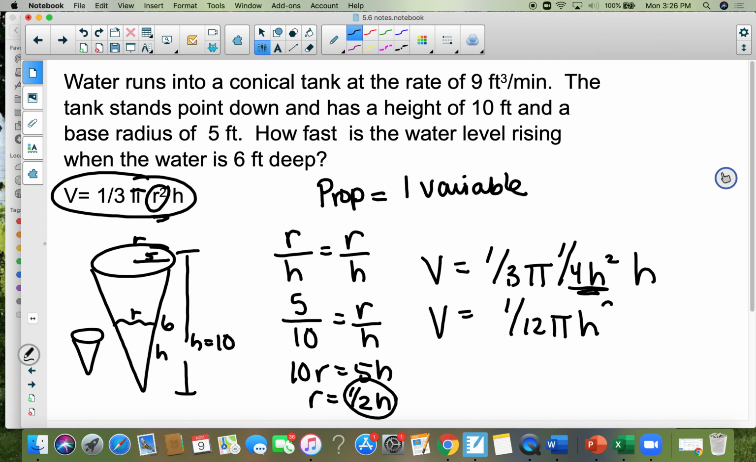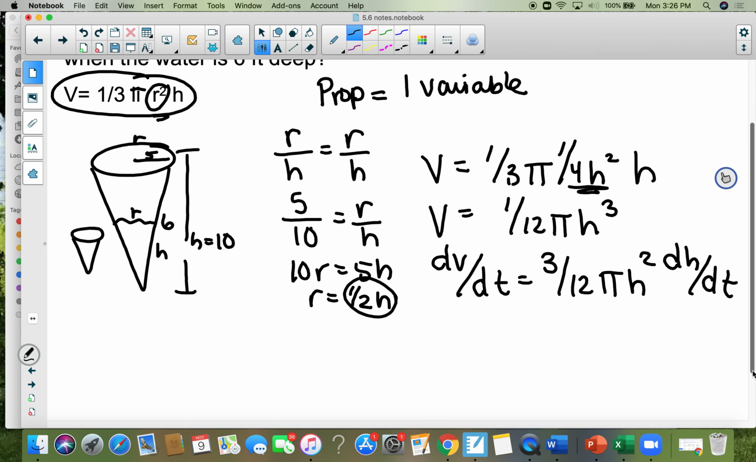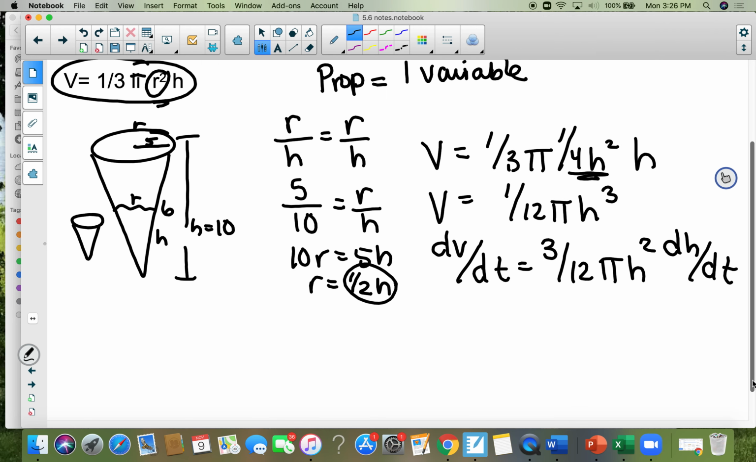Now, this is the rate of the volume changing, so I don't want to put that in for the volume. I want to change this to dV/dt equals 3/12 pi h squared, and don't forget your dh/dt because the height is changing. Now, in place of dV/dt, I can put 9, equals 1/4 pi, and at that moment the height is 6, so that's 36 dh/dt.